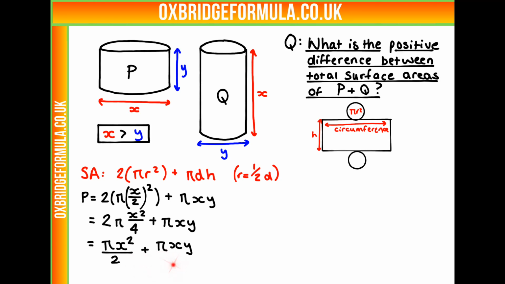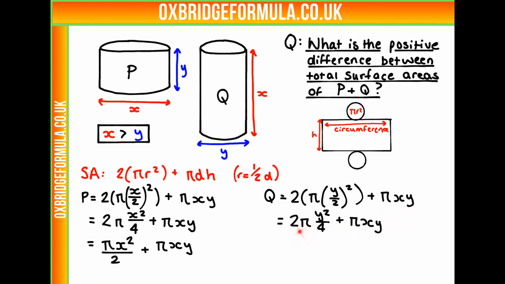And doing exactly the same thing for Q, we're going to get 2 times pi times (y over 2) squared plus pi xy. Simplifying that out, we get 2 pi y squared over 4, as we're squaring the whole bracket, plus pi xy. And then again, simplifying this fraction, we get pi y squared over 2 plus pi xy.